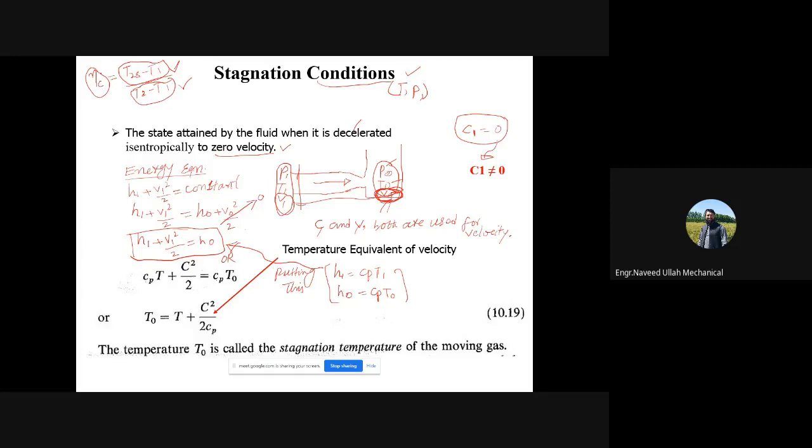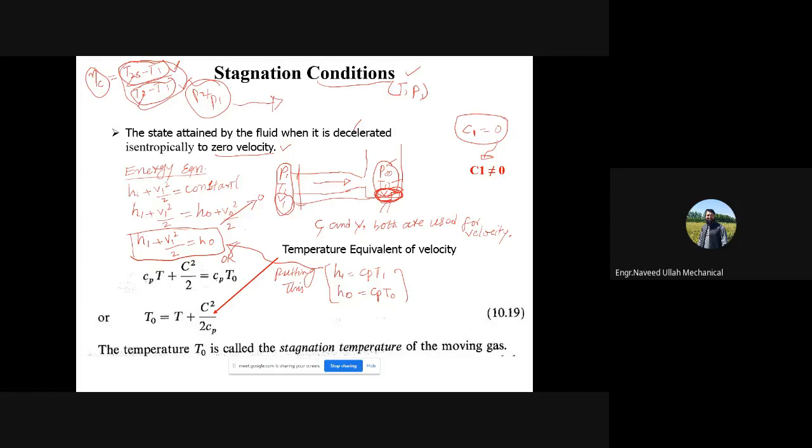Now, what is this T1 and T2 and this T2S, etc.? These are basically static temperatures. And even if you have some relationships for pressures, like P2 by P1 etc., these are basically static pressures. So previously we were talking about the static pressures and static temperatures, okay? But practically, the cases are not like this, okay?